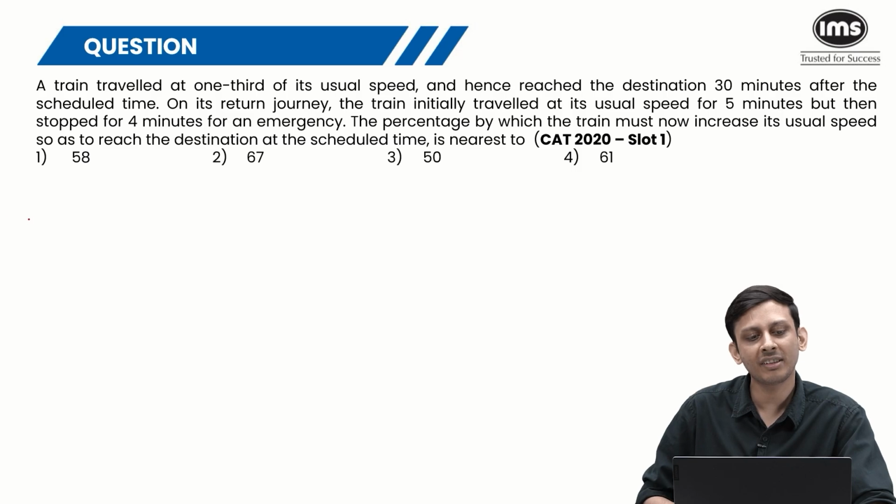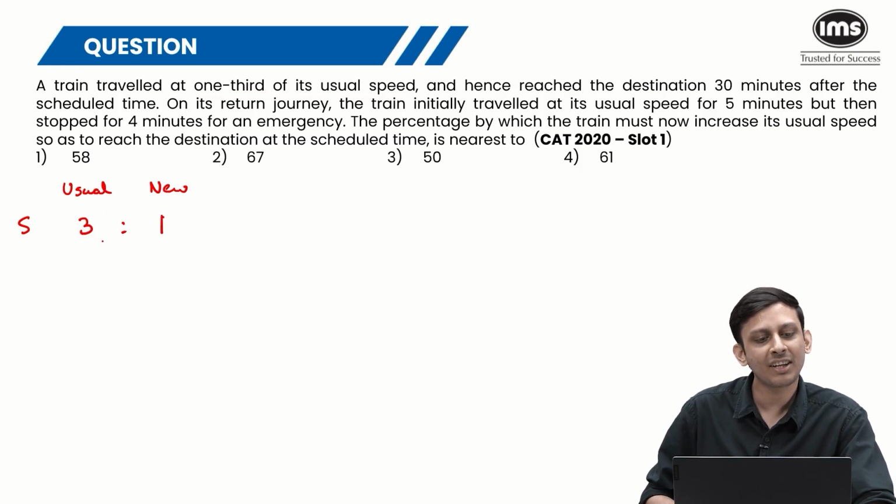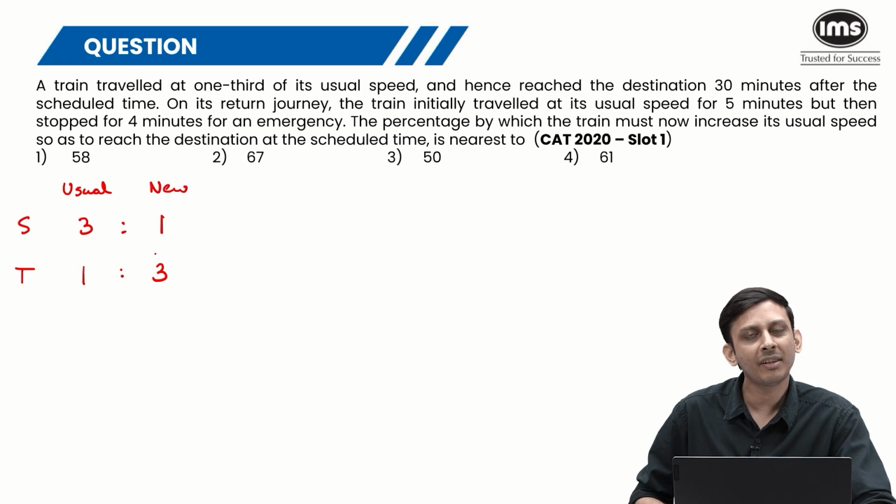Okay, so if we look at the ratio of the speed for the usual situation and for the new situation, whatever is the speed in the new situation, it is 1/3 of the usual. So if we take the usual speed to be 3 in the ratio, the new speed will be 1/3 of that, so that will be 1 in the ratio. So this is the ratio of the speed, which means the ratio of the time will be the reverse, the reciprocal, 1:3.